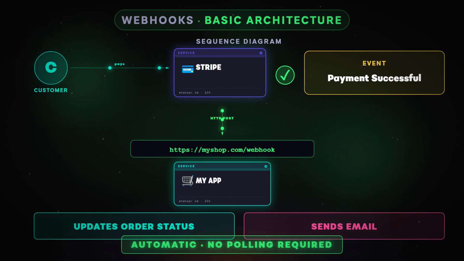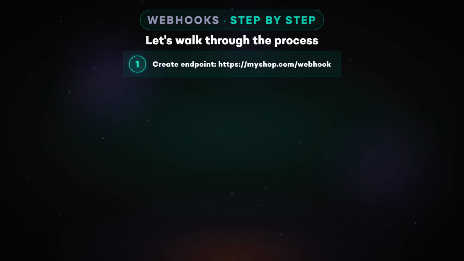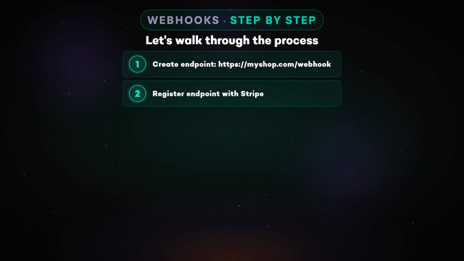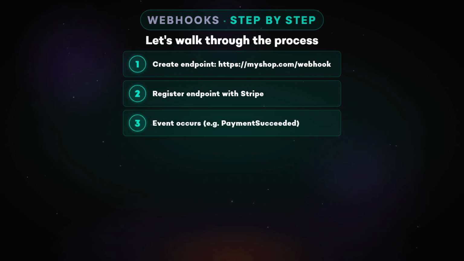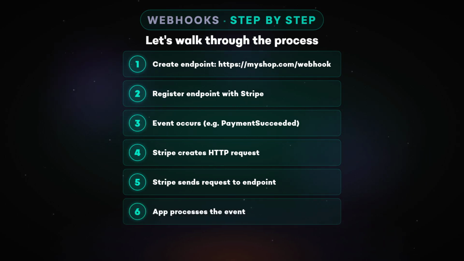automatic, no polling required. Now let's try to understand how webhooks work step by step. Let's walk through the entire process. You create an endpoint, something like https://myshop.com/webhook. You register this endpoint with Stripe. An event occurs, for example payment succeeded. Stripe creates an HTTP request. Next, Stripe sends the request to your webhook endpoint. Your application processes the event. Your application responds 200 OK, indicating the event was successfully processed.